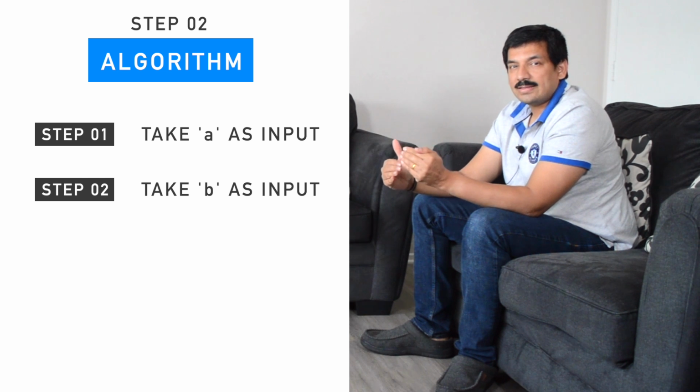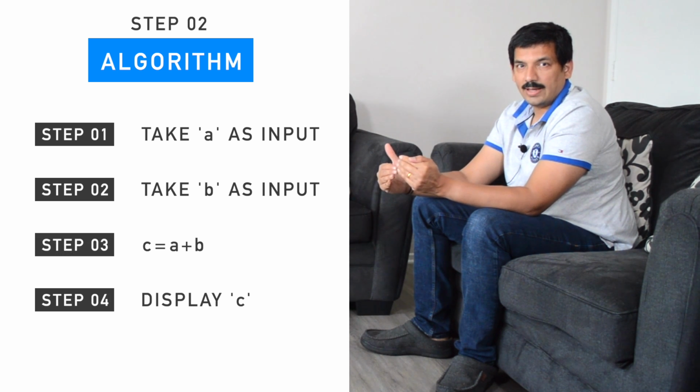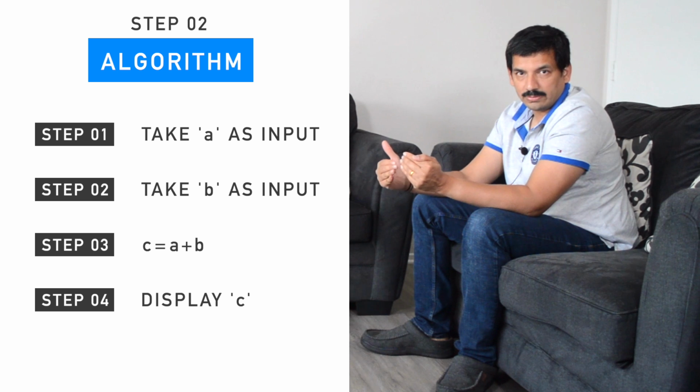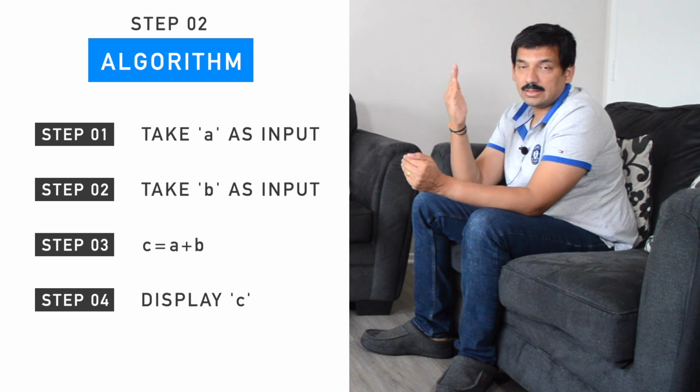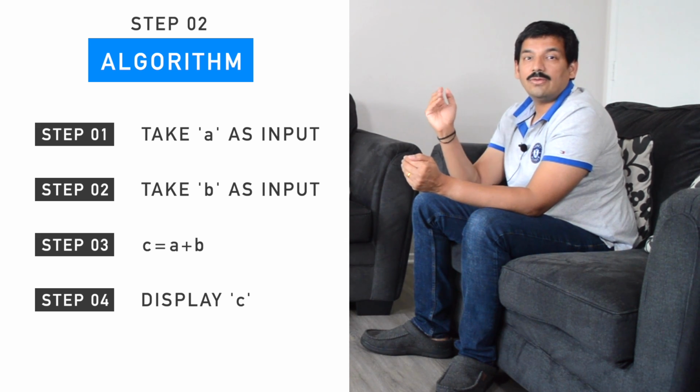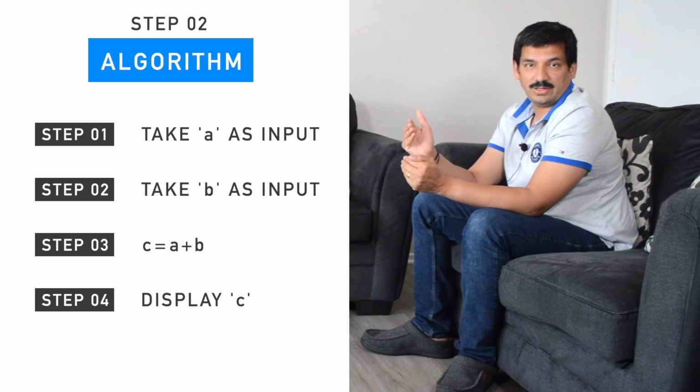You already are ahead. So let's look at the algorithm right here on screen. This as simple looking problem as just add two numbers to get third actually has 4 steps within it. The first step is take A as input. Second step is take B as input. Third step is C is equal to A plus B. And then the fourth step is display C.